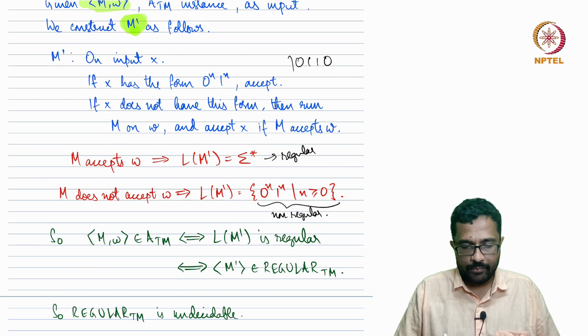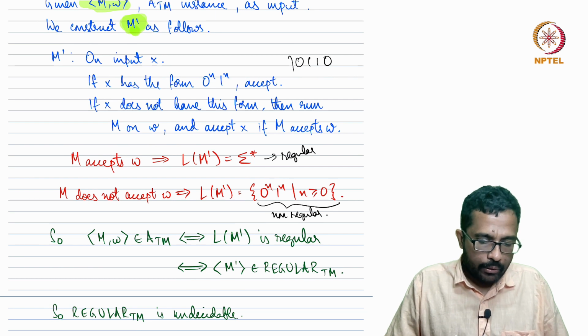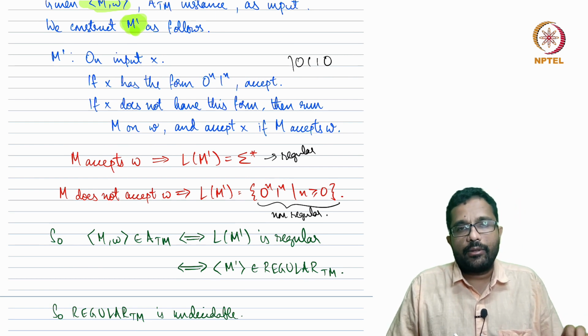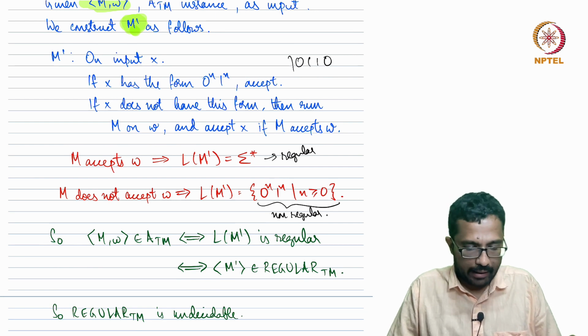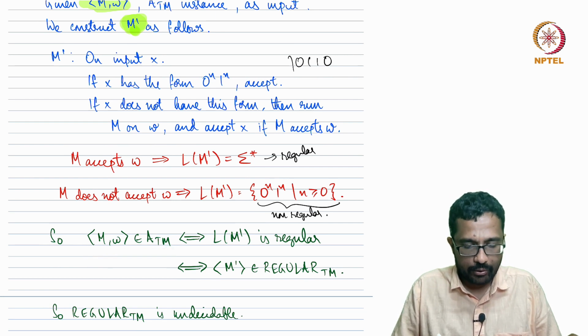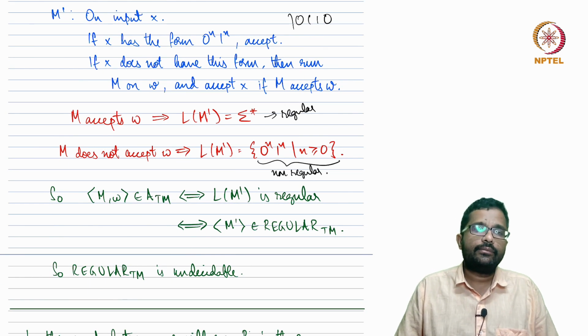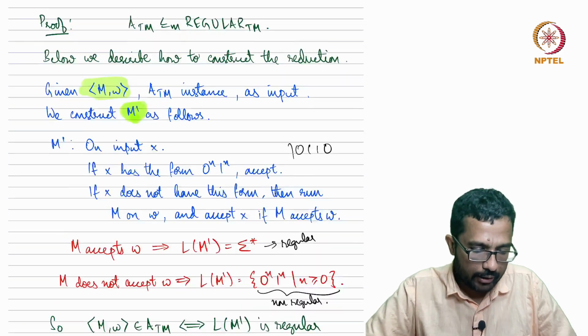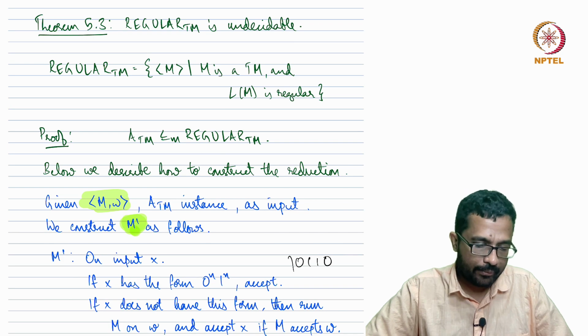is in regular TM. So the key thing again is that M accepts W if and only if L of M prime is regular, right? That's the key thing. So M accepts W, which is this, if and only if L of M prime is regular, which is this. Hence regular TM is also undecidable. Right? Regular TM is asking, given a Turing machine, whether the language it recognizes is regular.